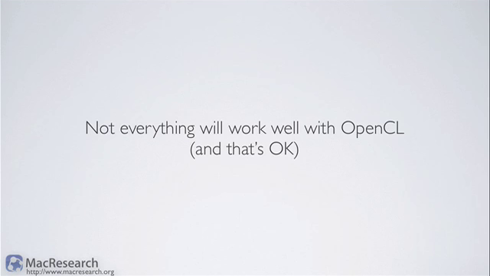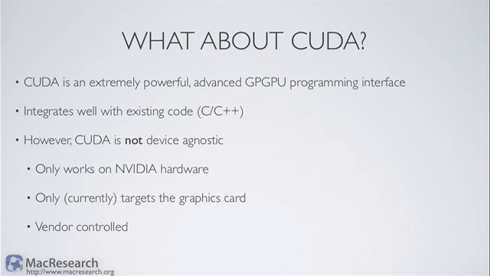So we talked a little bit about compute devices, and I've mentioned GPUs a little bit. OpenCL is often compared against CUDA. So what about CUDA? CUDA, for those of you who don't know, is a very powerful, advanced GPU programming interface for running calculations on graphics cards. It's a great success story. It's one of the things that has really driven computation on GPUs and made it mainstream. It's allowed people to get access to all this computing power without having to rewrite their code using OpenGL shaders and fragment shaders, all that kind of stuff. You don't have to do any of that with CUDA.